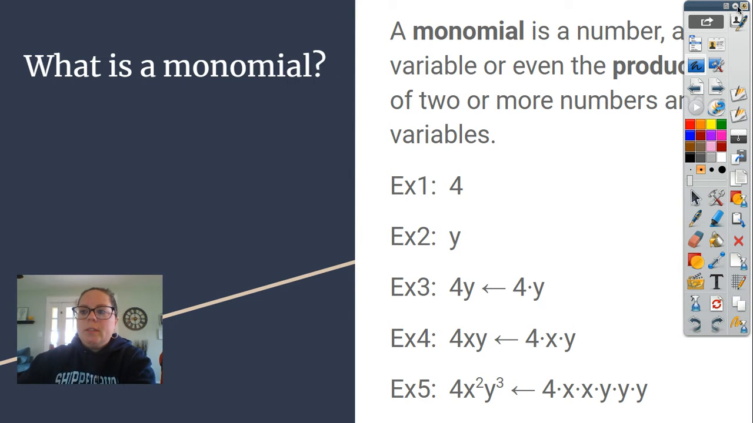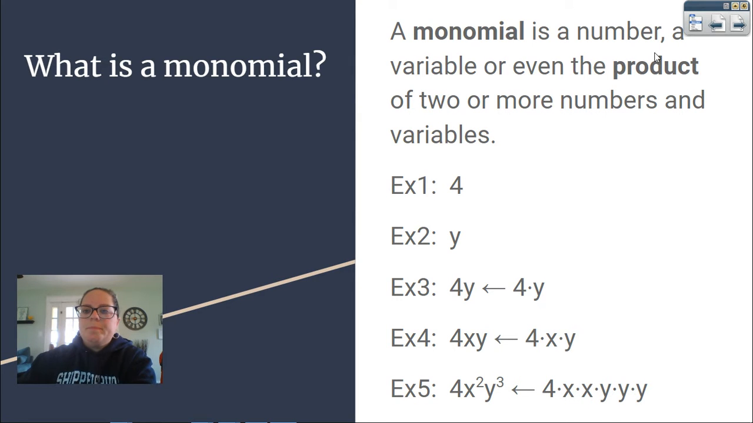A monomial is a number, a variable, or even it could be the product of two or more numbers and variables. And so I bold-faced product because I wanted to remind myself to tell you that product means to multiply. So I should not be seeing any other operation in my problems other than multiplication in my monomials.